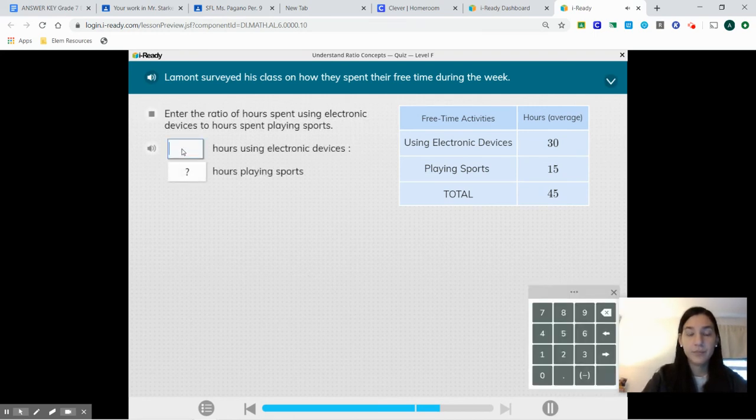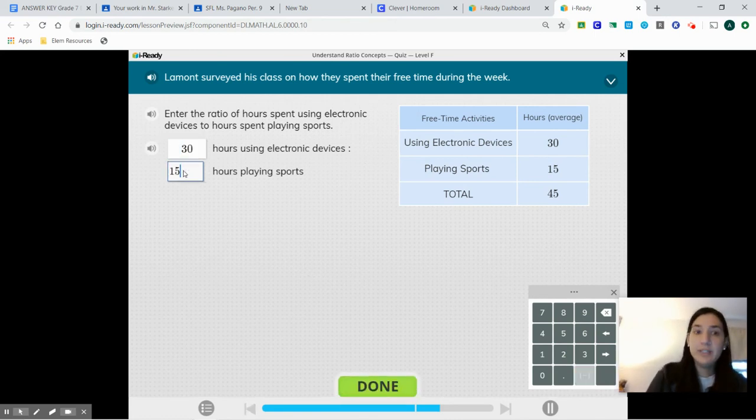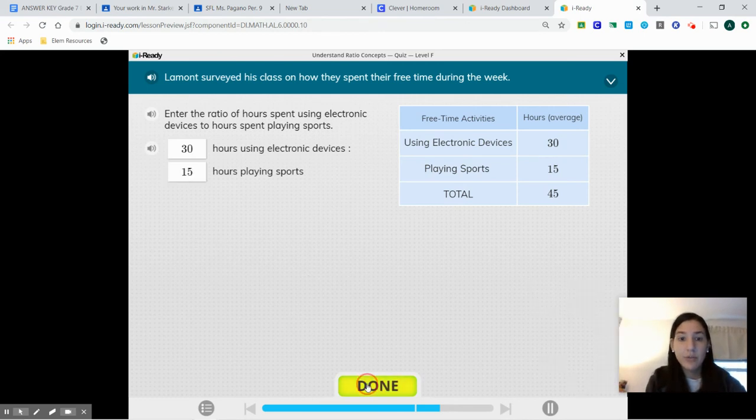Enter the ratio of hours spent using electronic devices to hours spent playing sports. Okay, we see here electronic devices is 30 in our chart, and hours playing sports is 15. So we have 30 to 15. And now for our next question, we're going to think about the relationship between the two. 15 times what would give us 30? Well, 15 times 2. So we know that it's 2 times greater.